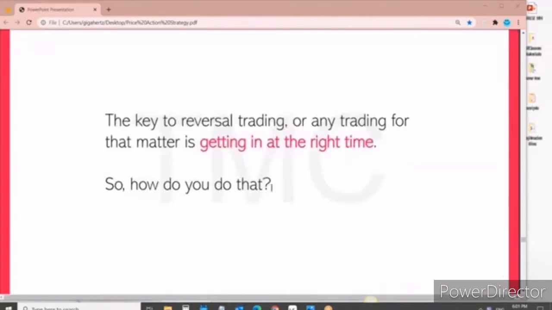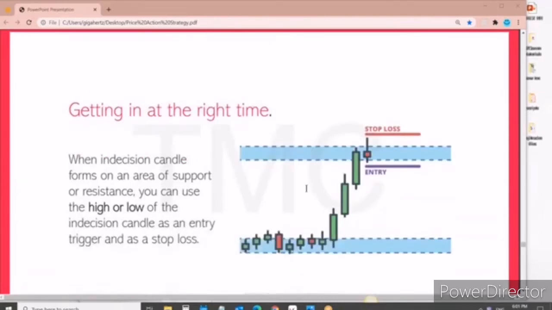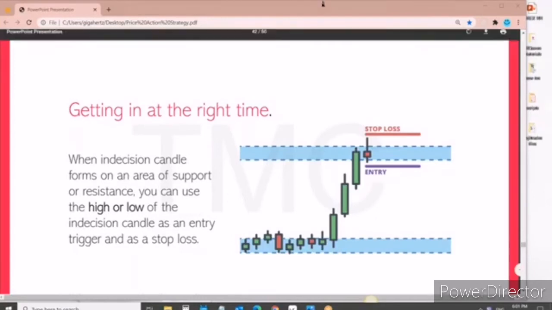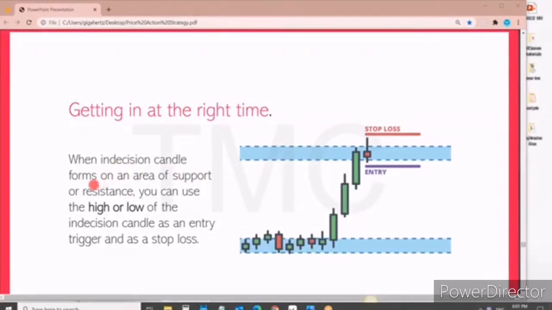Now, the key to reversal trading or any trading for that matter is getting in the right time. So, how do you do that? So, paano tayo papasok at the right time? So, when indecision candle forms on an area of support or resistance, you can use the high or low of the indecision candle as an entry trigger and as a stop loss.